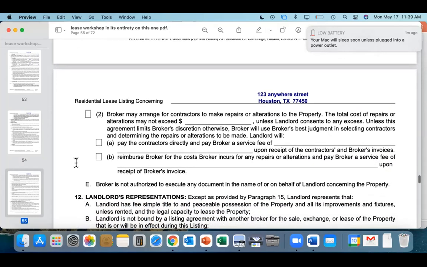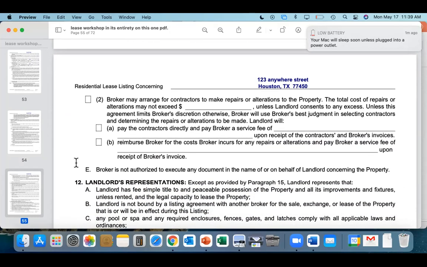Companies that do property management, it's already built into the contract what they can go on the property and take care of. The landlord may be away and say, hey, you have carte blanche to spend $500 to spruce things up. You don't need my permission. Just go do what you need to do. Take care of the property.